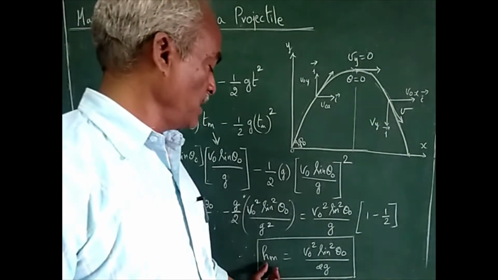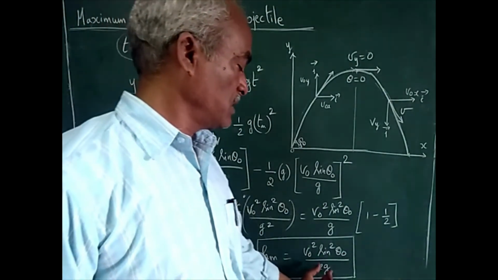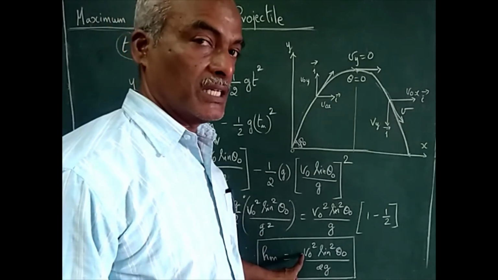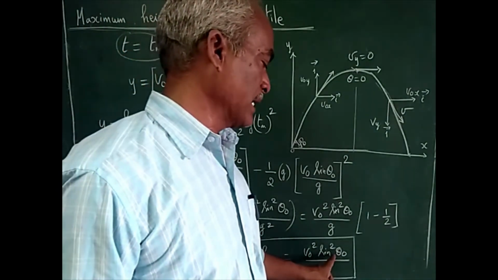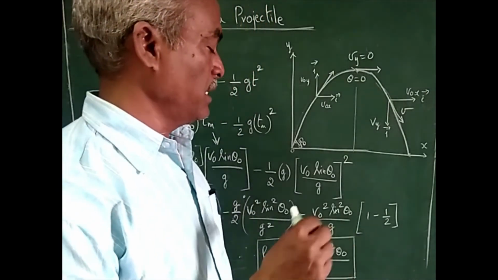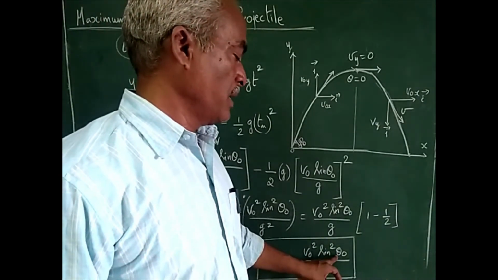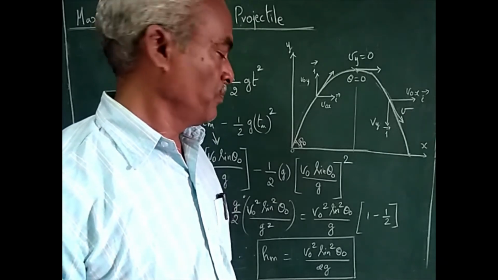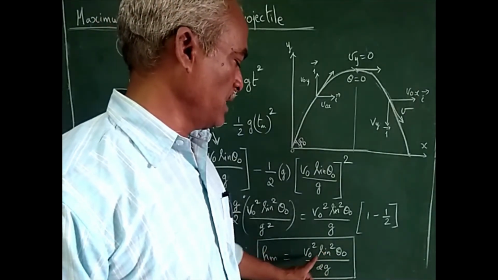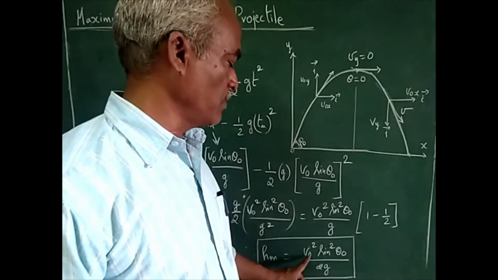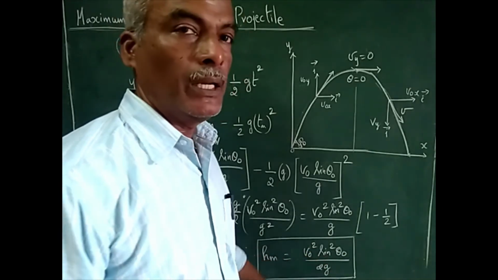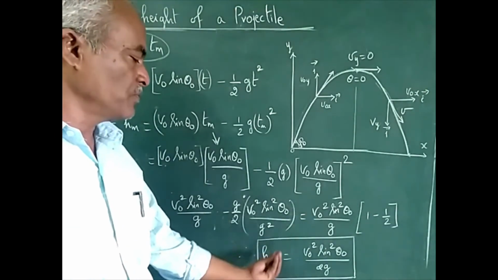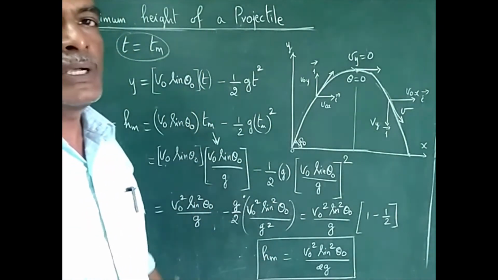Once again, if you see carefully, because this g is constant, it depends on the initial velocity and the angle theta naught. And once again, if theta naught is 90, sin 90 is 1. Therefore in that case the maximum height will be V naught square divided by 2g. Okay, so that's how we have to derive the maximum height of a projectile.